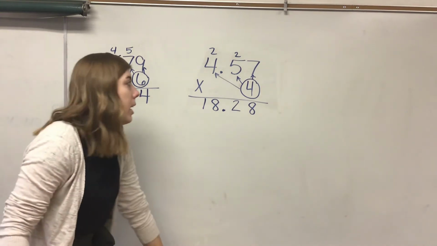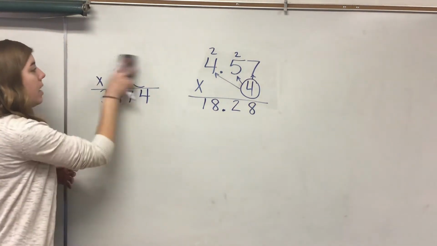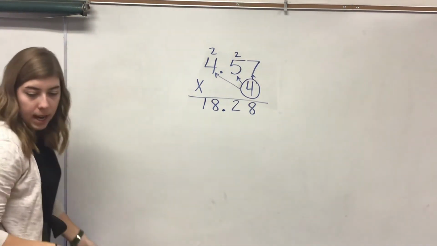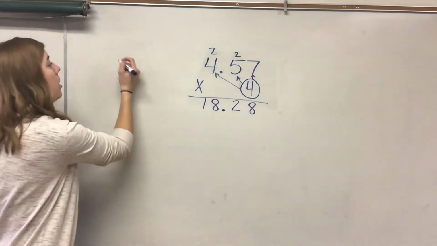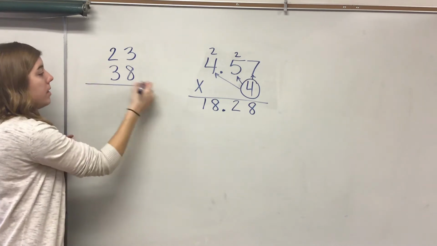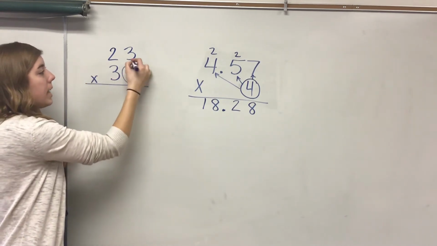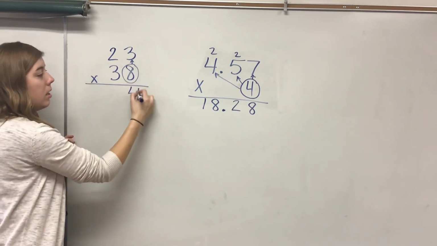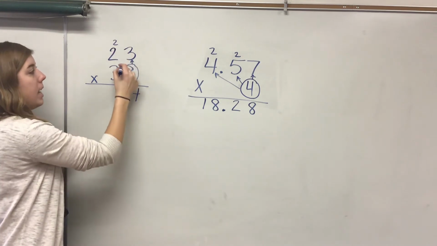Okay, let's try a couple, a little bit more complicated ones. Let's do a 2-digit times a 2-digit. Let's do 23 times 38. I'm going to follow the same starting process. I'm going to do 8 times 3 and 8 times 2.